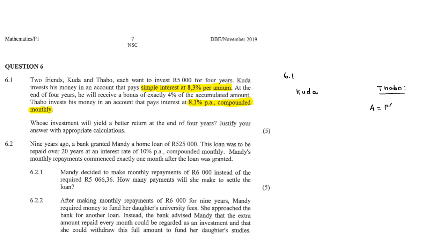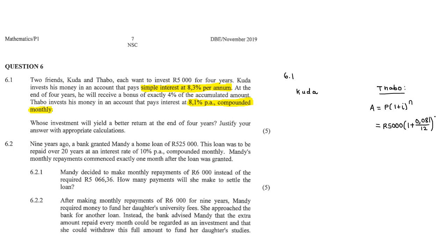We've got A equals P(1 + i)^n. Now, what is his principal value? What is he starting off with? Well, he's starting off with an amount of 5,000 Rand. That's going to be 1 plus his interest, which is 8.1%. We need to write that as a decimal, so I believe it's going to be 0.081. And then we need to divide that by 12 because it's compounded monthly.